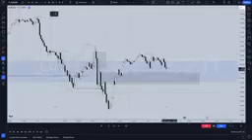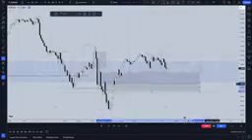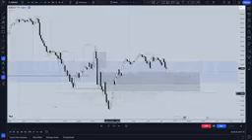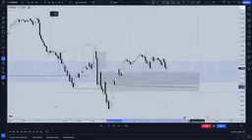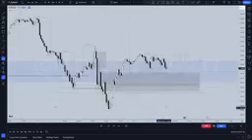And in case we can't hold this level here, we also have another propulsion block or mitigation block here as well, right? So we have two mitigation blocks here, and we also have this fair value gap here, so we might also trade into this fair value gap. And now we want to see if we can get a reaction off one of those levels here.